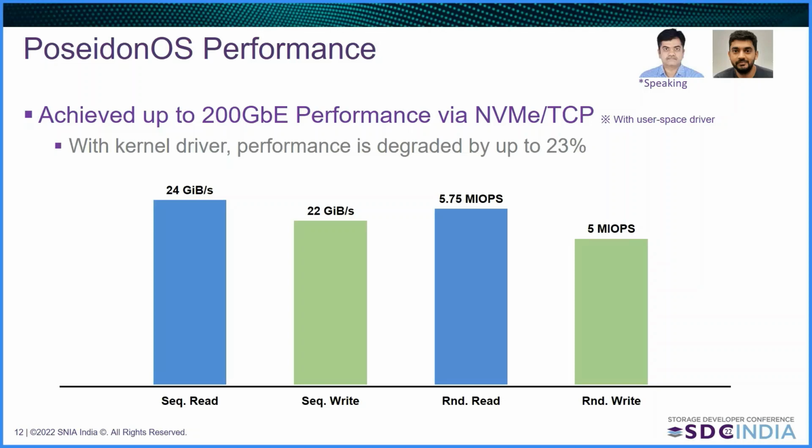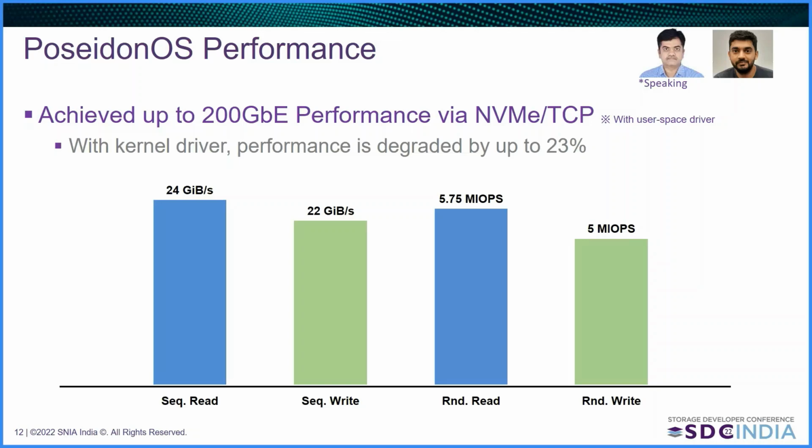Coming to the Poseidon performance part, we have achieved up to 200 GbE performance via NVMe/TCP. The performance numbers are measured with the user space driver, where clients connect to the target using NVMe CLI, and then FIO is used along with the SPDK IO engine. When the performance is measured, for sequential read and write we could see 24 Gbps and 22 Gbps, whereas for random operations we got 5.75 million IOPS and 5 million IOPS for read and write respectively.